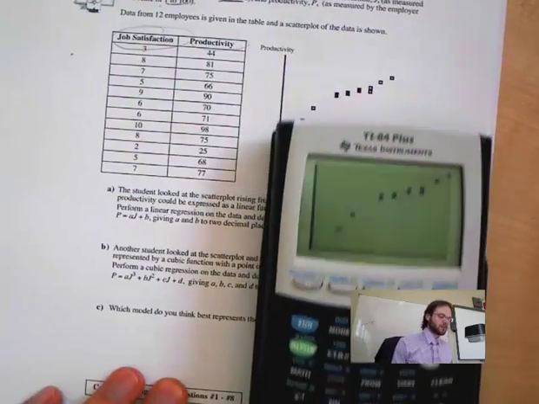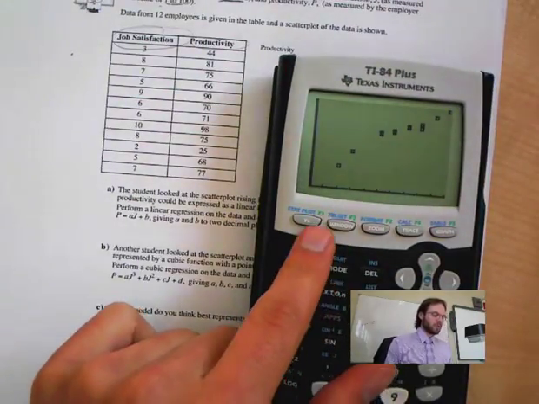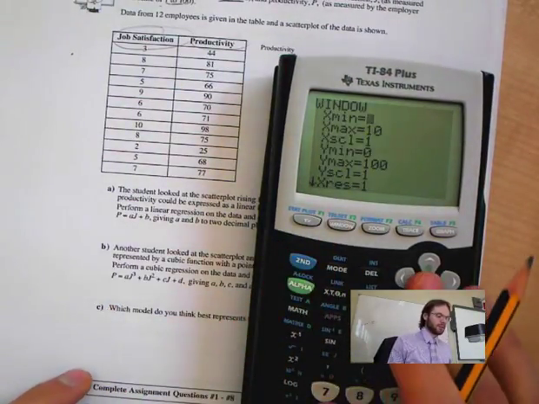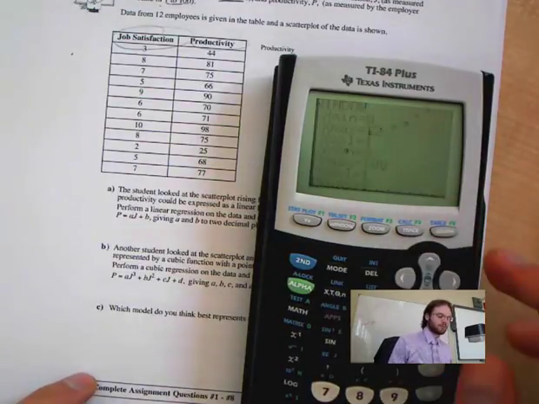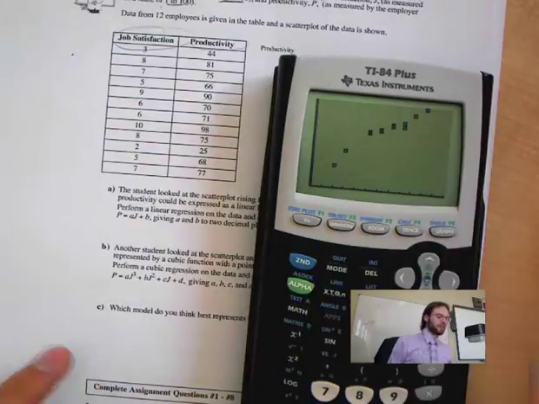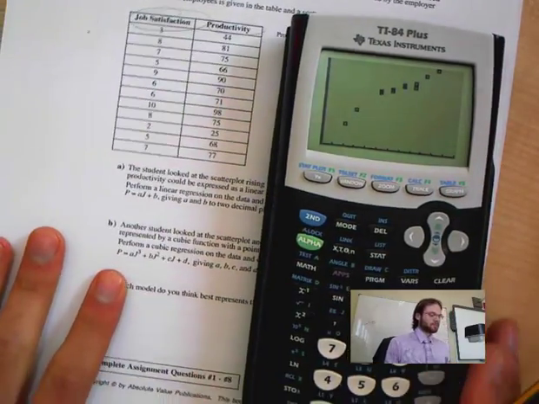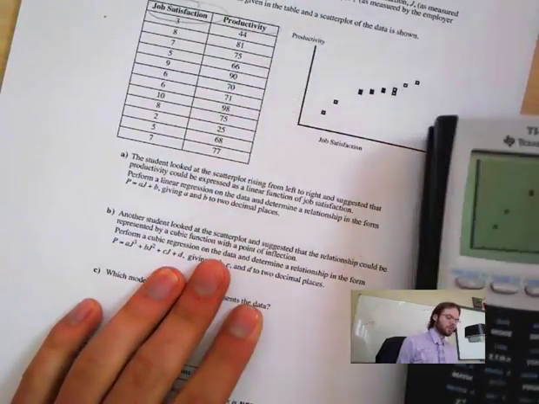Very similar to this here. Okay, I might want to go to my window just so I can make sure I see everything. Put this to 12. Yeah, so now I can definitely see everything. All right, so that's what my graph looks like.